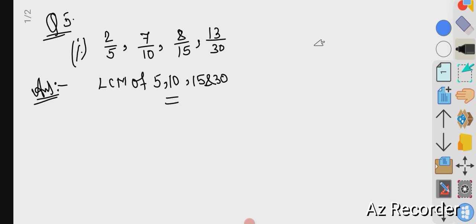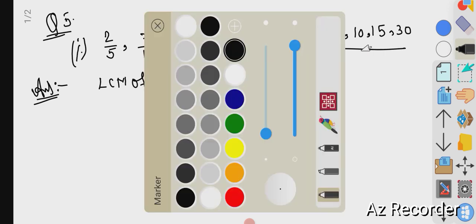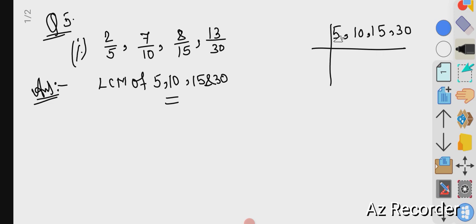Good. Let's take it on the right hand side. Here I am taking it. With which number will we divide? We will divide first with 2. 5 is not divisible, so 5 will be written as it is. 10 will be divided by 2, so the quotient is 5. 15 is not divisible by 2, so it is written as it is. 30 is divided by 2, so its quotient is 15.